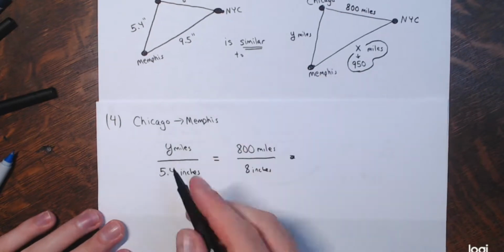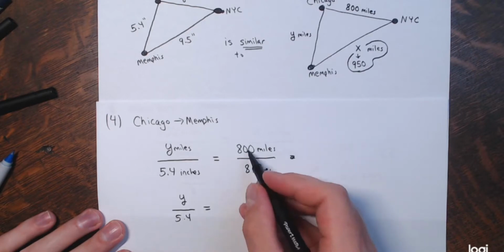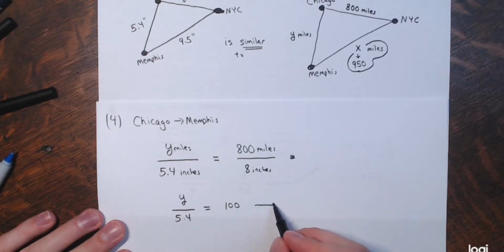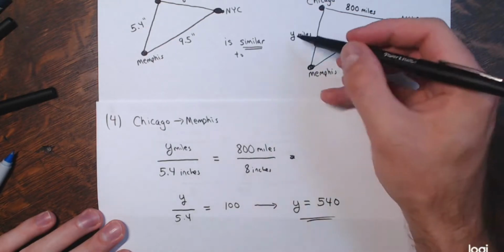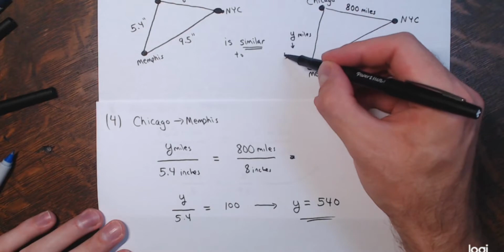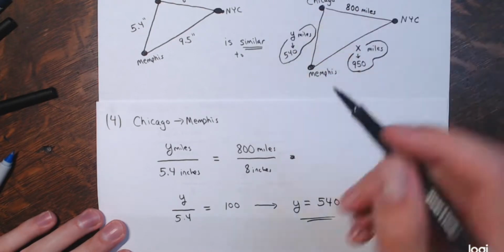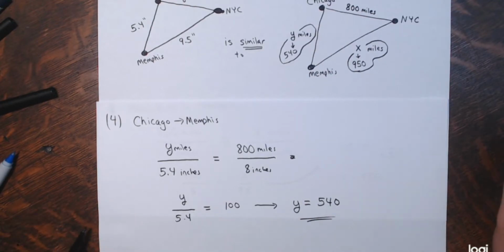So we have basically here Y divided by 5.4 equals 100, right? 800 divided by 8. And then multiplying both sides by 5.4, we get Y equals 540. Right? So back on the map here, this is 540 miles. The actual distance between Chicago and Memphis would be 540 miles. All right, pretty simple, that one, I feel. And every single one of these is very much the same.